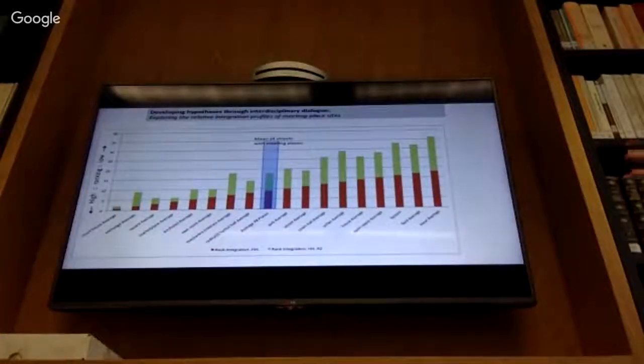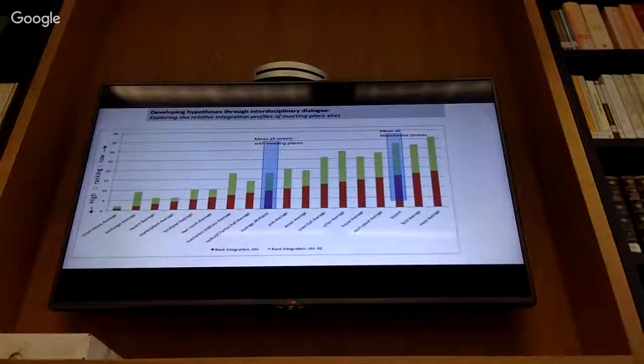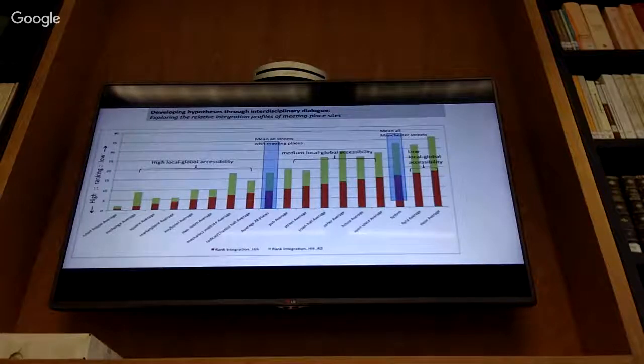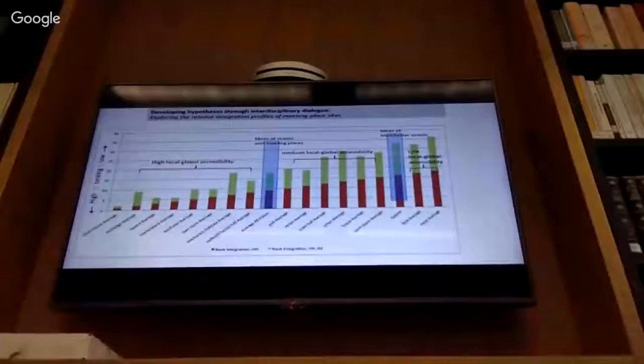The mean is the average of all places, and the mean of all the streets, including streets without meeting places, is there. Fields and moors are obviously on the way out because they're in the middle of nowhere, as you'd expect. Those are things that a historian would say are obvious, but here we've calculated it through looking at these measures. That's one of the things we've been doing with this data.